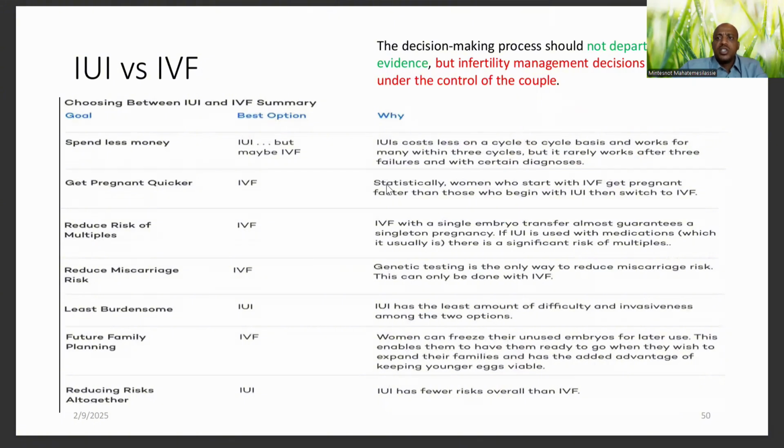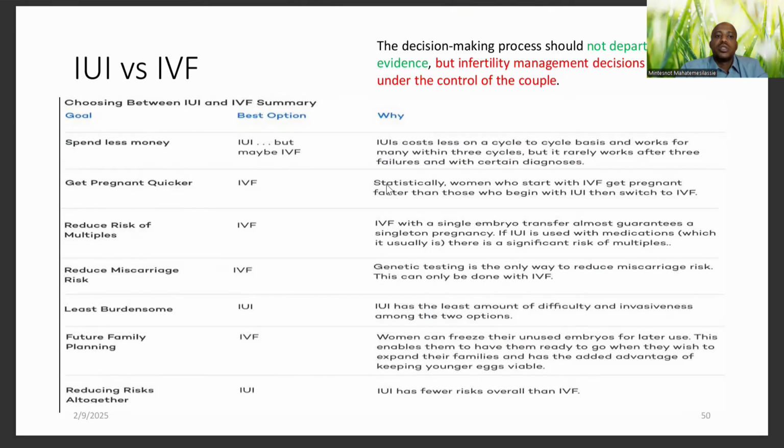So the decision of IUI versus IVF is not always straightforward. You give them every evidence, the choice is by the patient. So when you counsel them, you should counsel them based on the expense. Obviously, IUI has less expense compared to IVF. If they want to have pregnancy quicker, IVF is the preferred way of treatment.